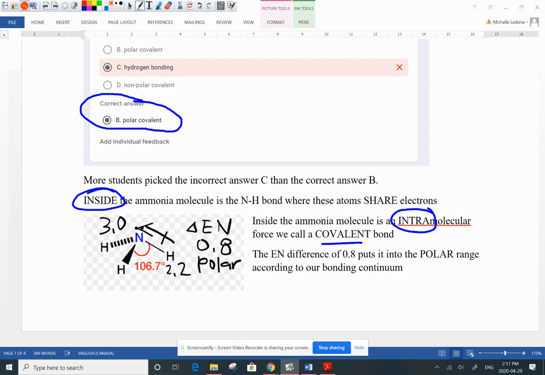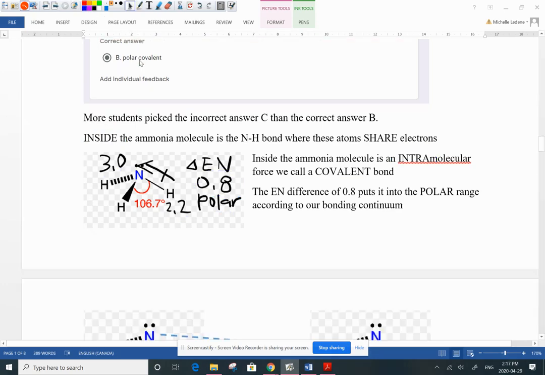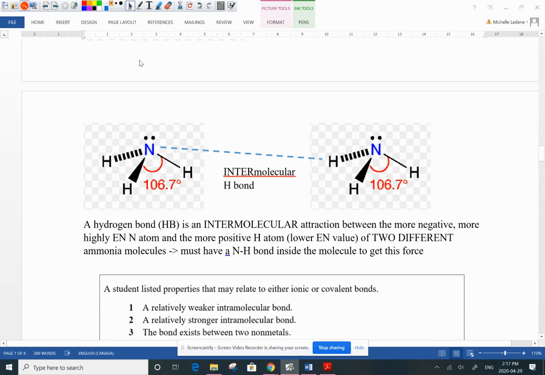A molecule has covalent bonds by sharing electrons. Now, they are not shared equally. The nitrogen has an electronegativity of 3, whereas hydrogen is 2.2. So this value, that electronegativity difference of 0.8, falls within the polar range of our bonding continuum. So that is not a hydrogen bond. A hydrogen bond is found between ammonia molecules or between water molecules. So it is an intermolecular force.